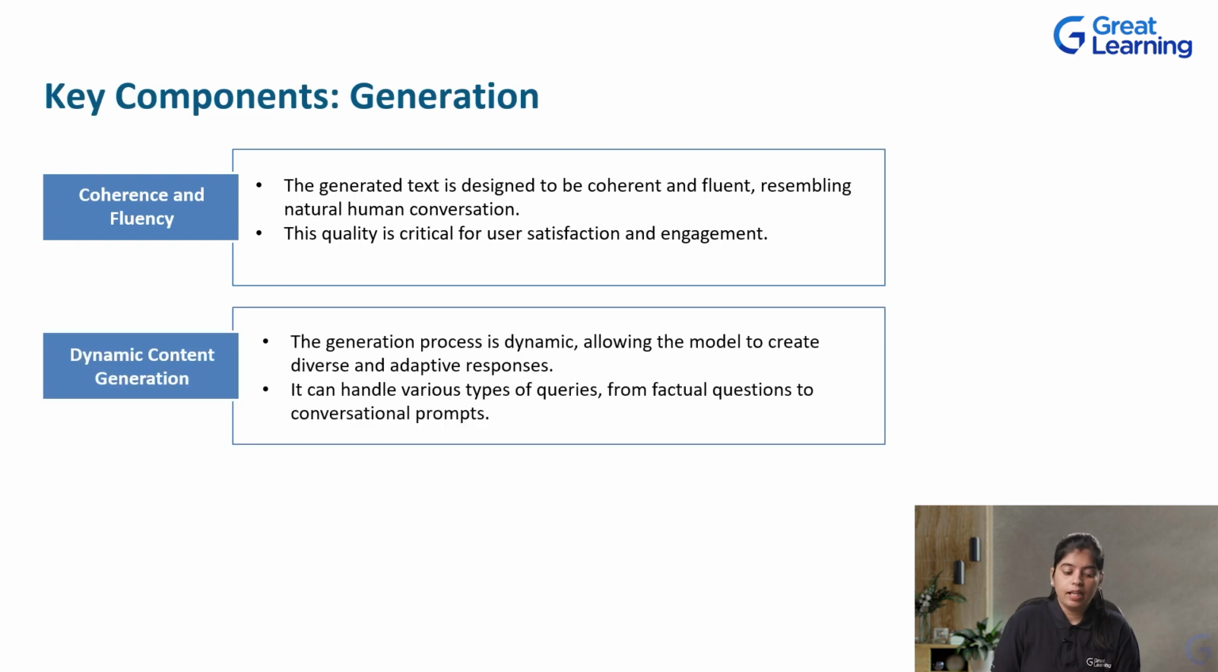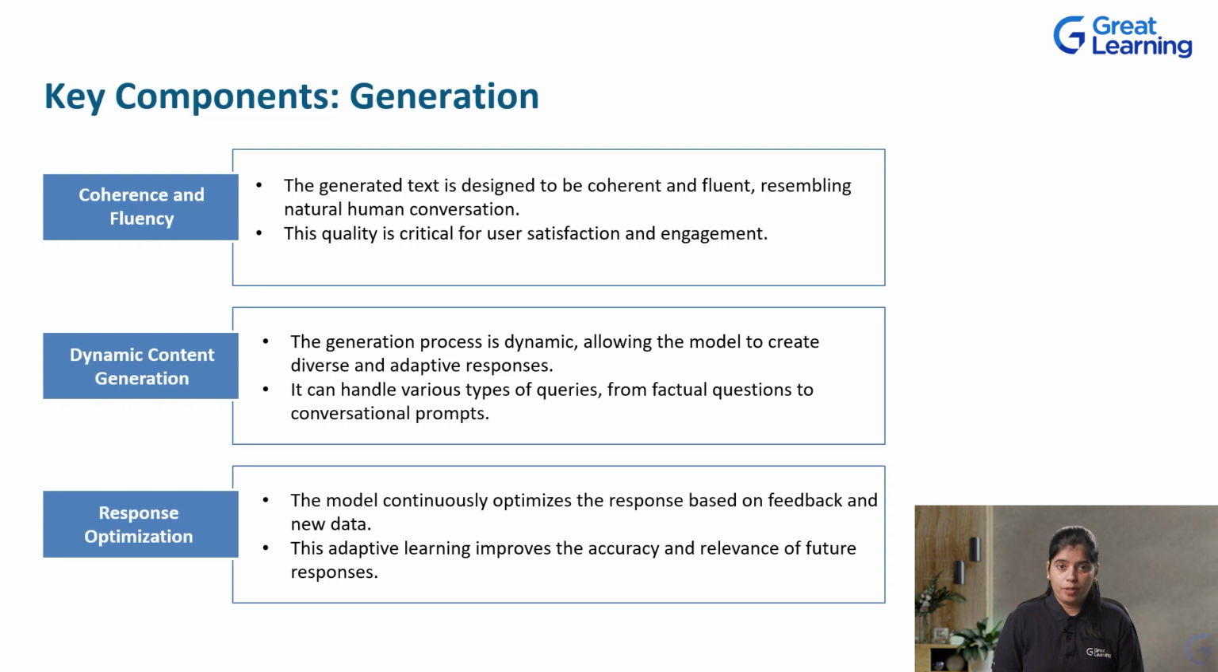Next is dynamic content generation. The generation process is dynamic, allowing the model to create a diverse and adaptive response. It can handle various types of queries, from factual questions to conversational prompts. Conversational means when you keep asking again and again based on the response you are getting from the model, and based on your refinement of the query, it starts giving you a better version of the response. So this is a very important component of generation.